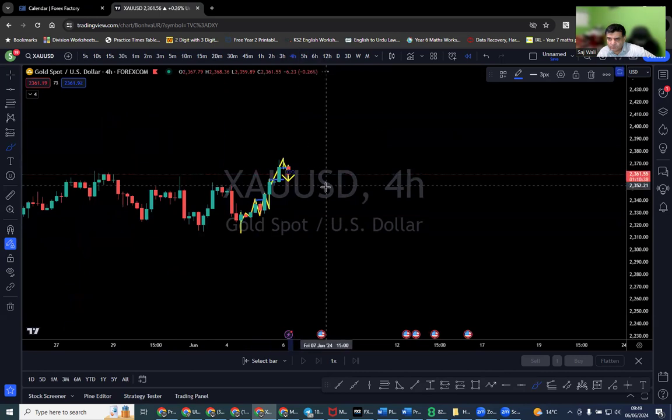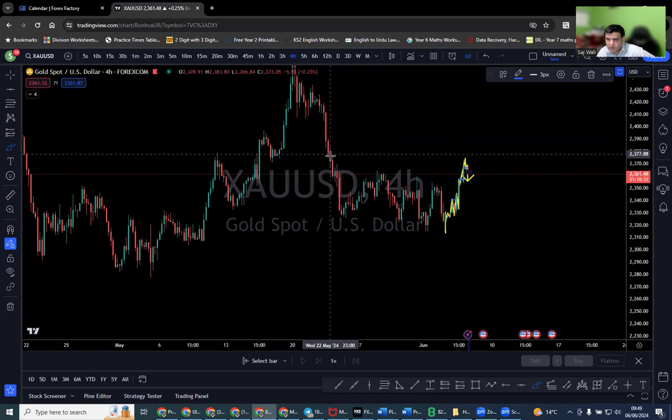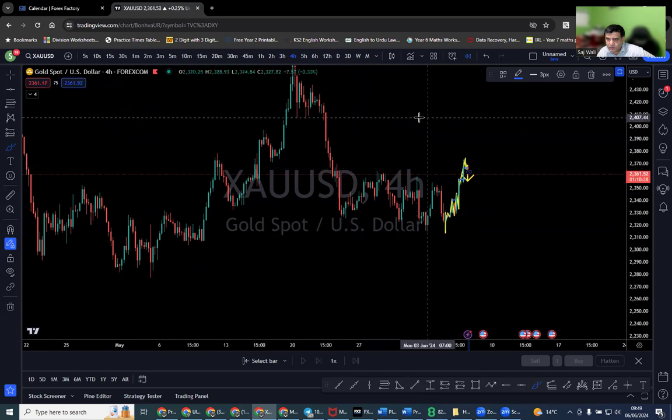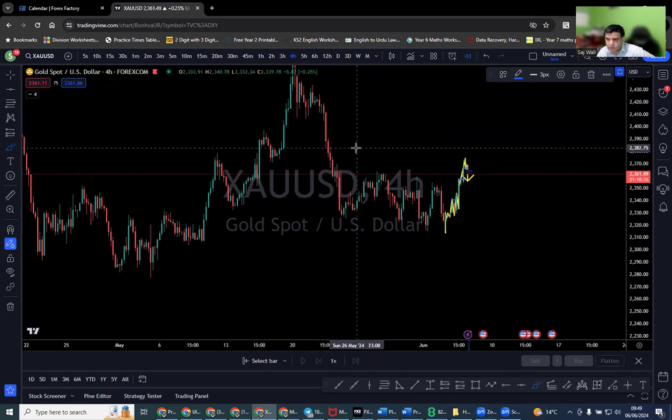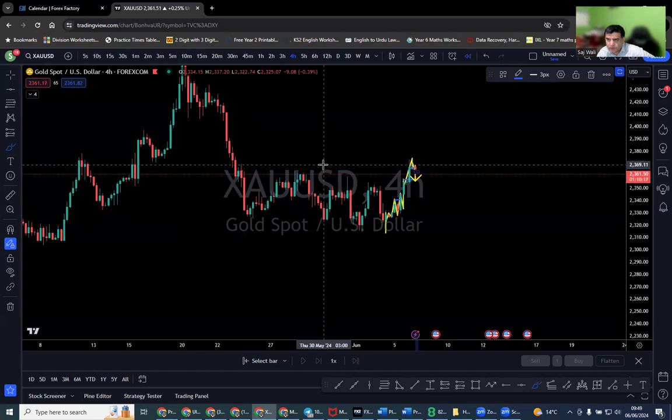And the 4 hour was bearish, and this was the level. I said if it's broken to the upside, then we can see movement to the upside, and the 4 hour will become bullish. But this 4 hour candle hasn't broken above the wick of this candle.